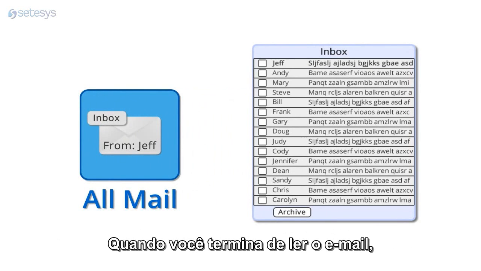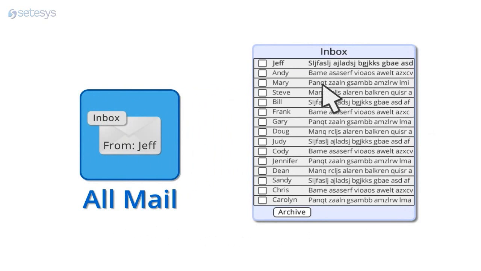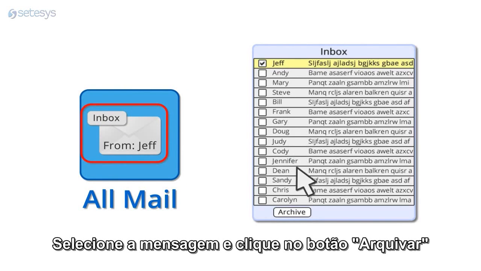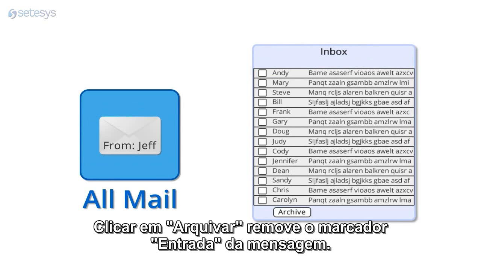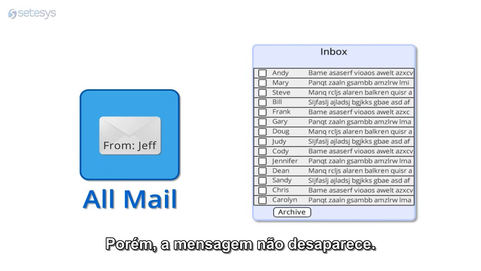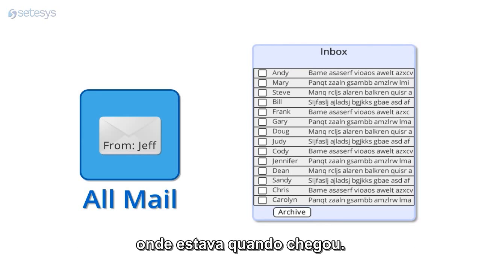When you're finished reading the email, there's really no need to have it cluttering up your inbox. Just select the message and click the Archive button so it's no longer visible in your inbox. Clicking Archive simply removes the inbox label from the message. But the message hasn't gone anywhere, it's still archived in your All Mail container where it was when it first arrived, and it will stay there until you delete it.